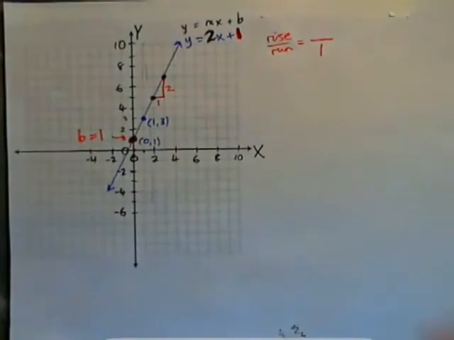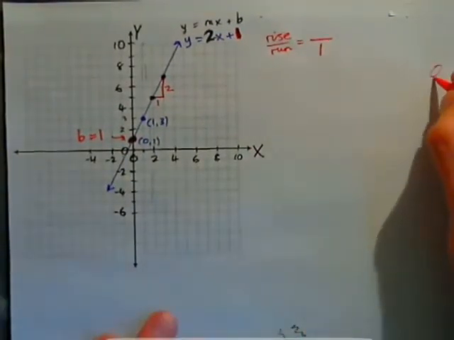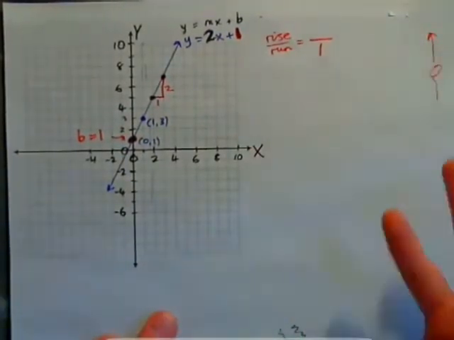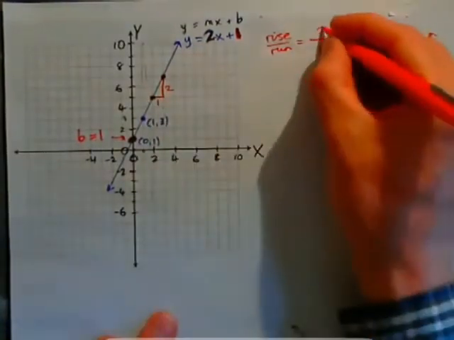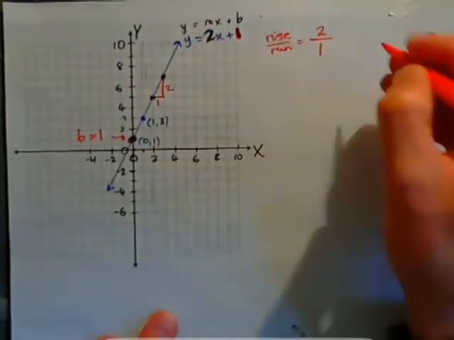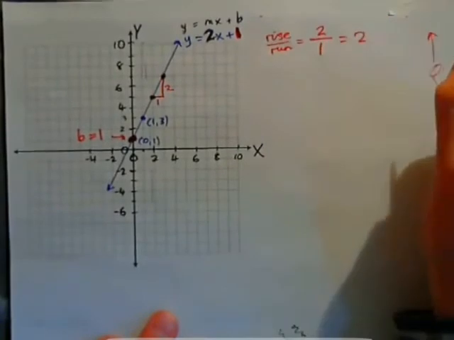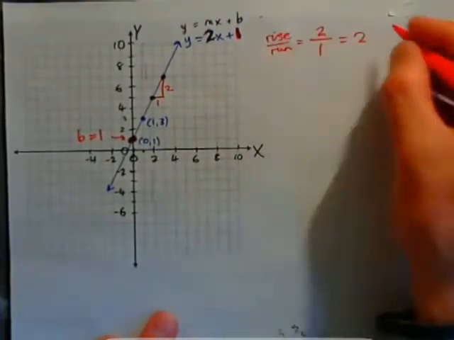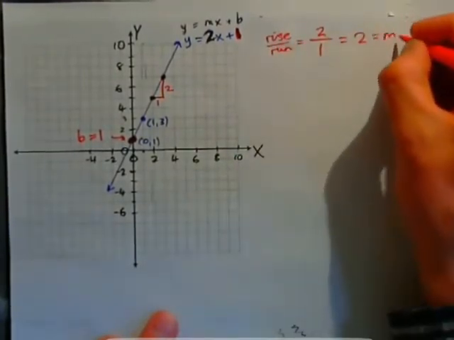The rise is going up like a balloon goes up in the air. That's rise. Balloon goes up in the air, right? Rise obviously has to be going up, so the rise is 2. So our rise over run is equal to 2 over 1, which is 2. So of course the slope is the rise over run, and we have found that m is 2.